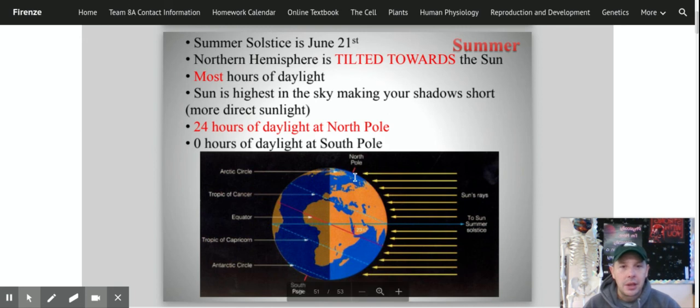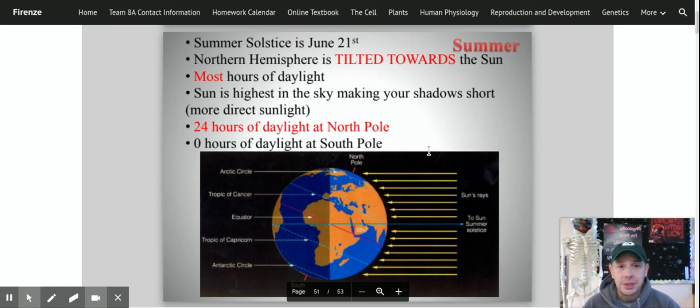Now, notice here, the North Pole, when it's spinning on this June 21st, the summer solstice, the first day of summer, is going to get 24 hours of daylight. It's just going to spin out here in the sun. While the South Pole, this is wintertime down here now, okay, it's going to spin and stay in complete darkness, all right?